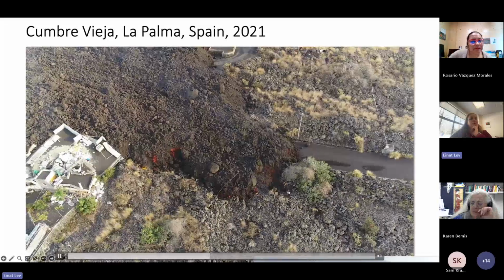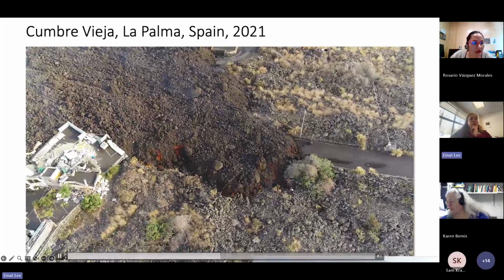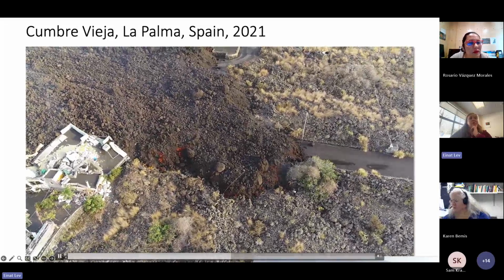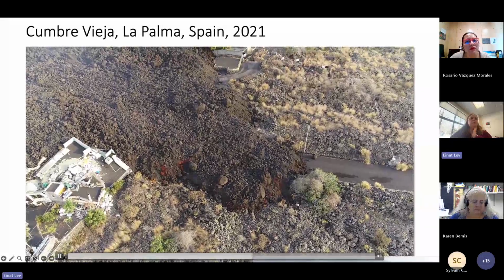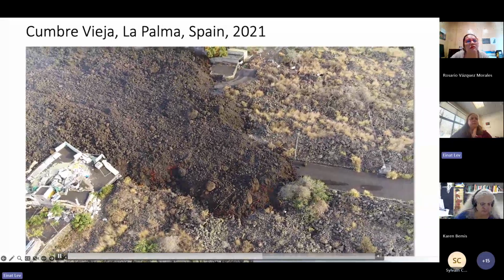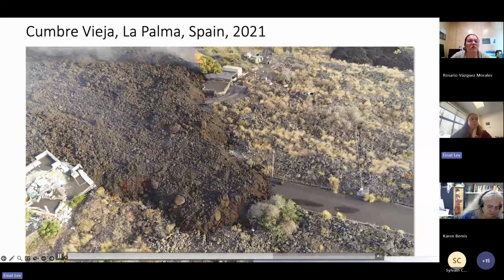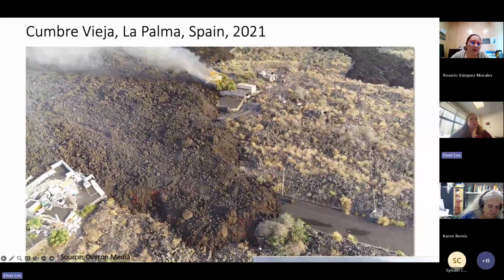So once this lava flow was deposited and cut this road, it took months before it was cold enough inside that they could dig through and reopen this road.